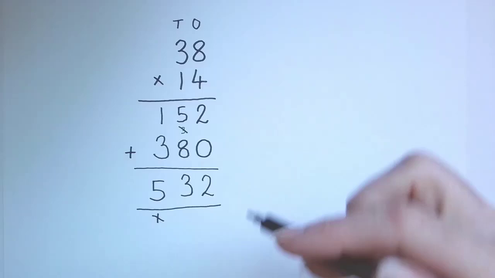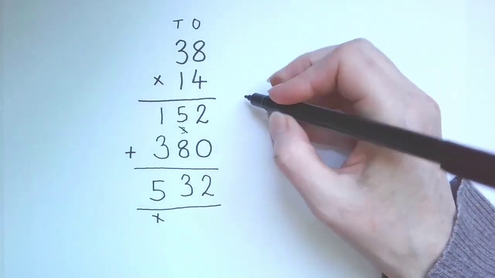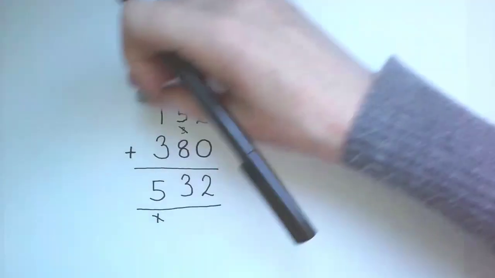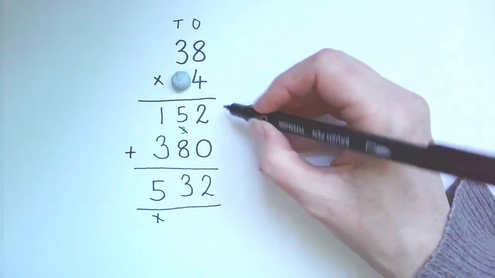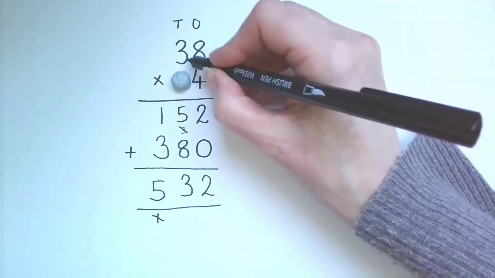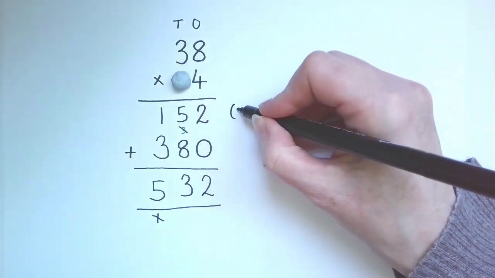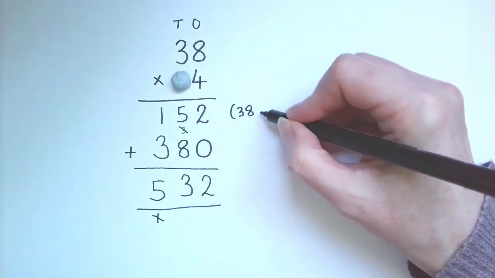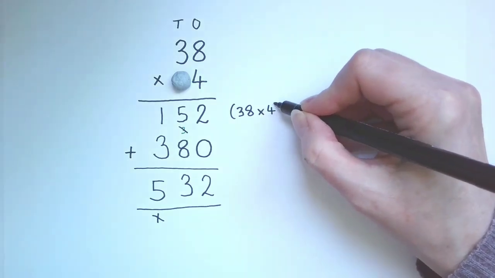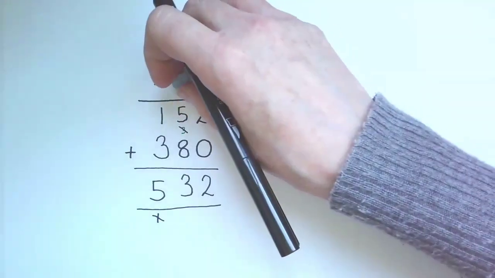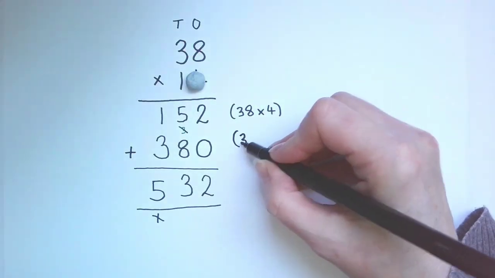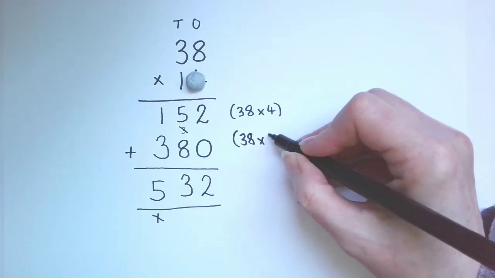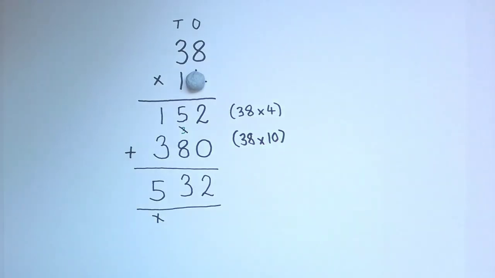So another step you can do when you work this out is to record what you're doing. So here, initially, when I'm working out 4 times 8 and 4 times 30, I could record, if I wanted to, 38 multiplied by 4. And when I move this, I can record 38 multiplied by 10. That's my second calculation there.